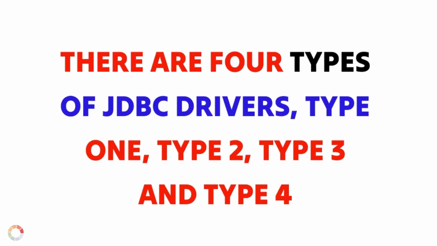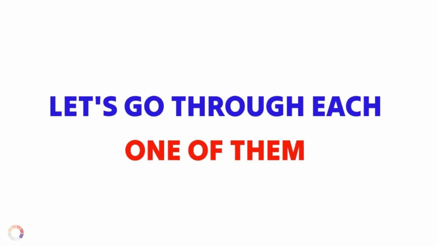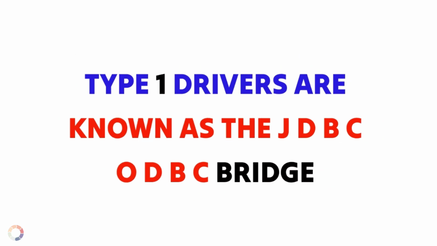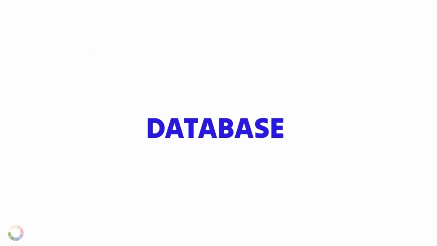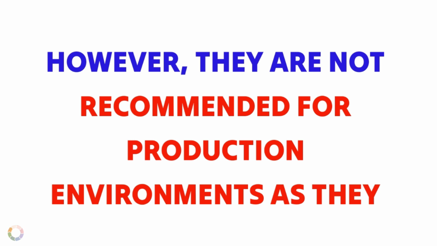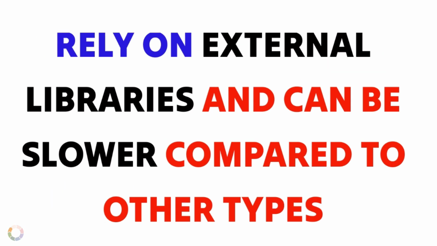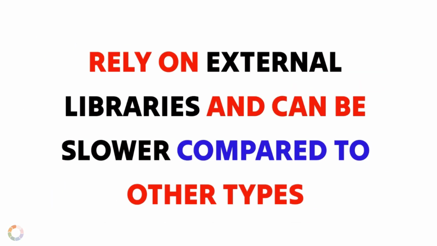There are 4 types of JDBC drivers: Type 1, Type 2, Type 3, and Type 4. Let's go through each one of them. Type 1 drivers are known as the JDBC ODBC bridge. They use the ODBC, Open Database Connectivity, API to connect to the database. However, they are not recommended for production environments as they rely on external libraries and can be slower compared to other types.